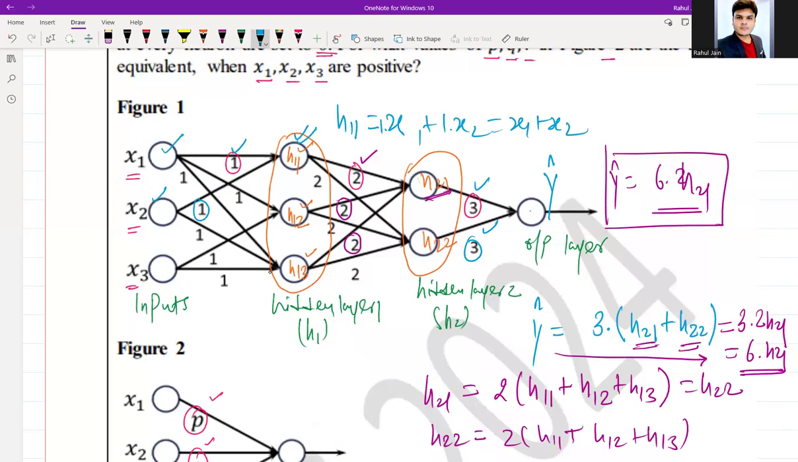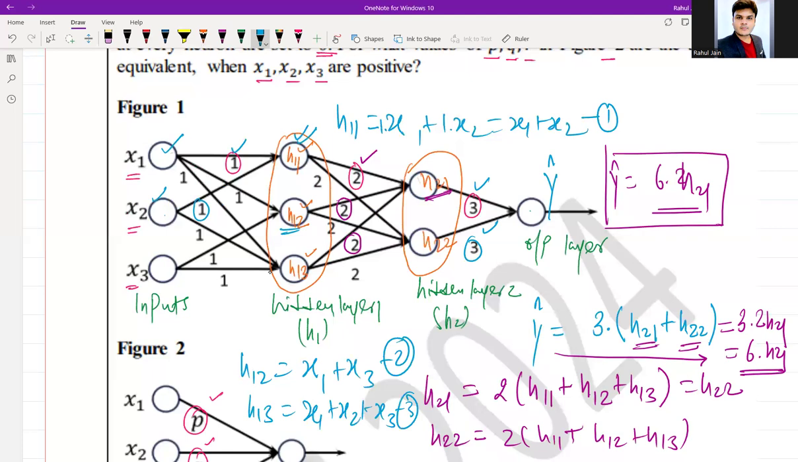So let's say this is equation number 1. And what is h12? So h12, let's say h12 is a result of 1 into x1 plus 1 into x3, that is x1 plus x3. Let's say equation number 2. And h13 is a result of x1 plus x2 plus x3, one weight associated with them, that is x1 plus x2 plus x3. So let's say equation number 3.